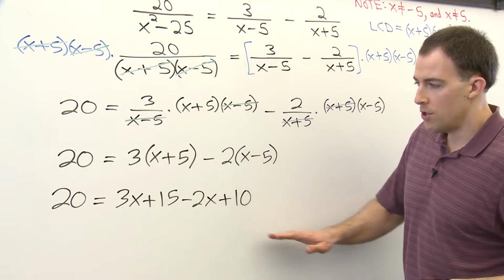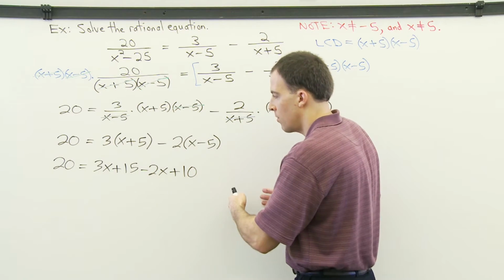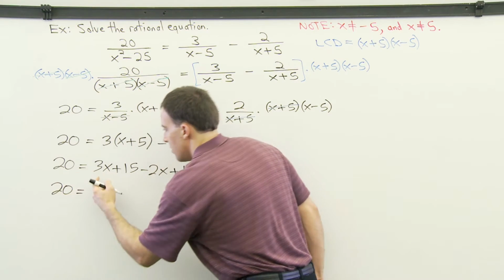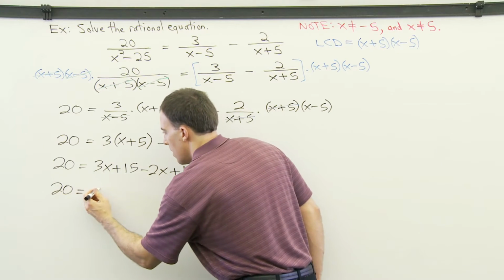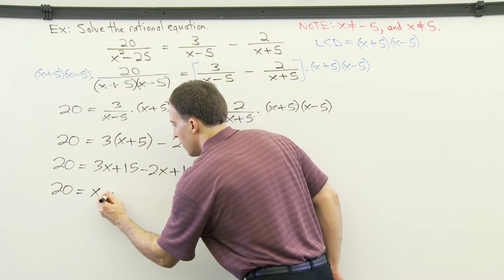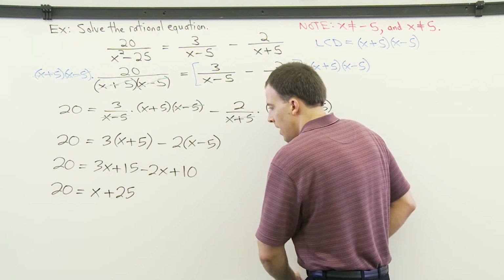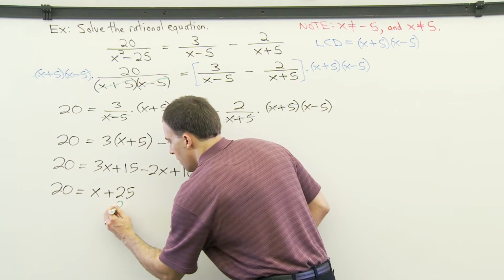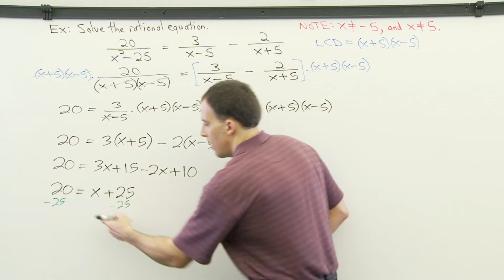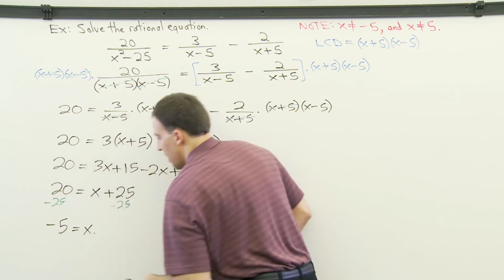Okay. This is just a linear equation, so all we need to do is combine like terms, get the x terms on one side and the constant terms on the other side. 20 therefore equals, 3x subtract 2x would be x, and then 15 plus 10 makes 25. So we've got x plus 25 on the right side. The last step here is just to subtract 25 from both sides, and we'll have x isolated on the right. So 20 minus 25 is negative 5. Negative 5 equals x.